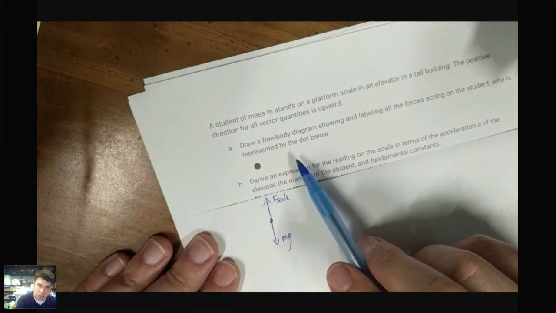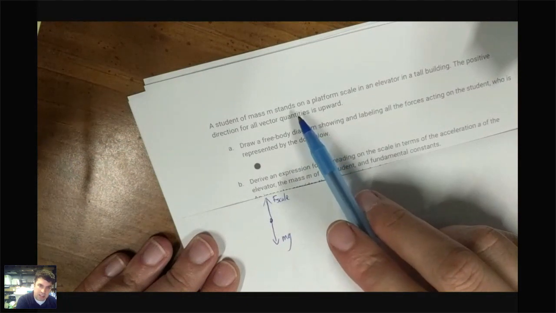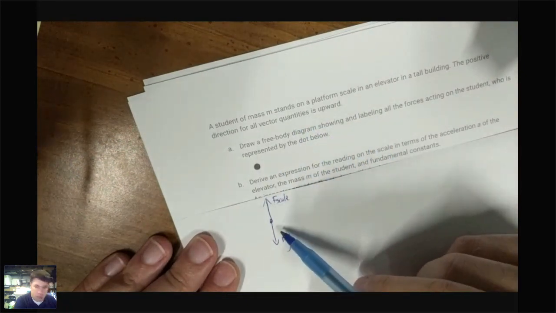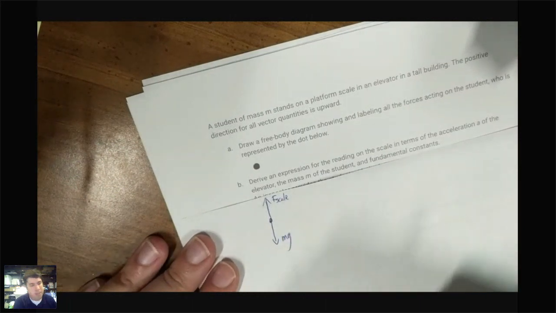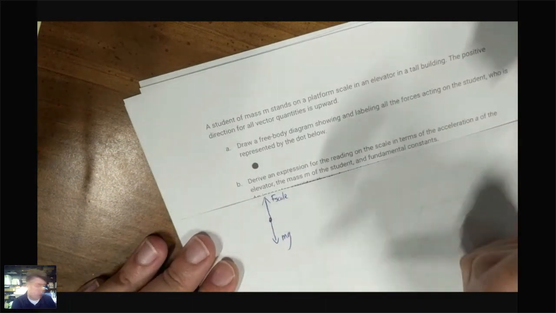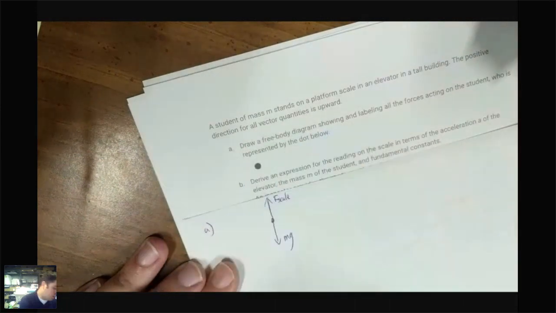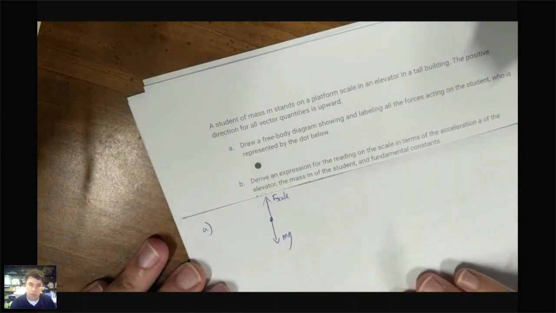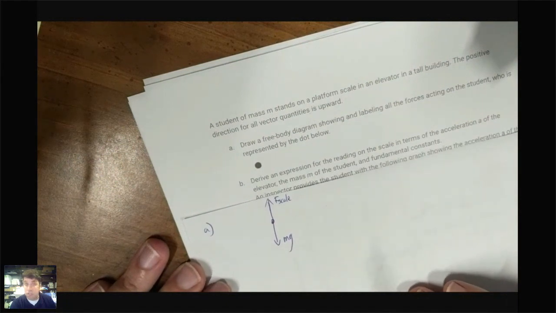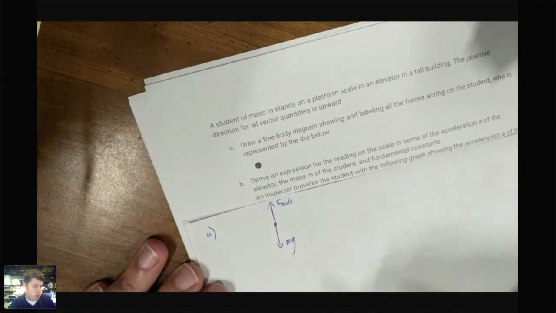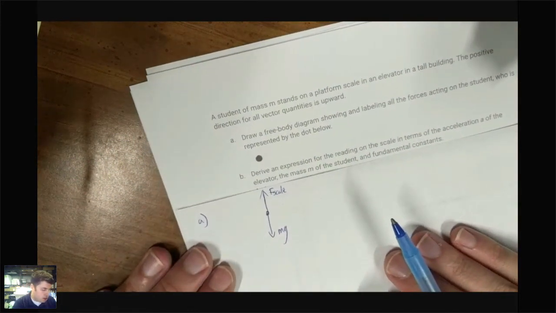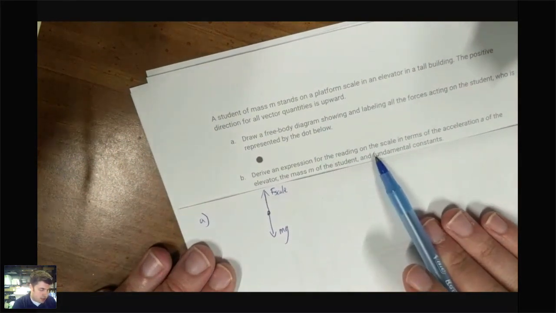Realistically here too, because they're just standing on a scale and we don't know anything about acceleration, you might be able to make a claim about those forces being equal, but it's better not to until we actually know what's going on here. All right, so there's my part A, all done. Scale goes up, gravity goes down, and if they're just stationary or not accelerating, they're equal, but we don't know for sure yet.